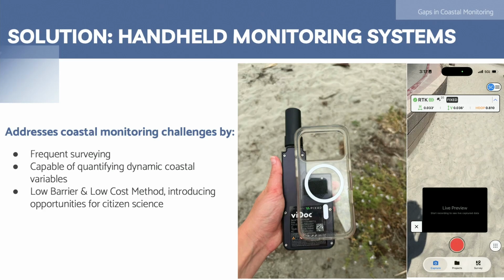Phones are equipped with high-quality cameras, and when coupled with high-resolution point detection, you can evaluate even the smallest changes in topography and sand accumulations. These images are captured in a 3D modeling application called Pix4D Catch, which is free to use.